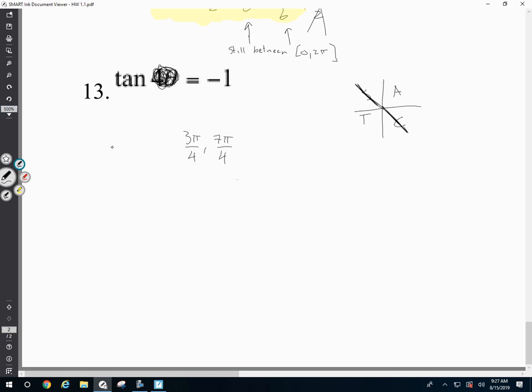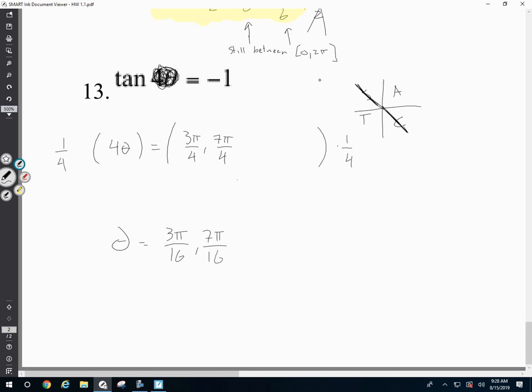Now, I know that I'm going to be taking all of these and dividing by 4 to get my answers for theta. Multiplying by 1/4. Because of that, I'm going to expand the angles that I look at. Because I know this is going to turn into 3 pi over 16. That's going to be such a smaller angle. And it's definitely in between 0 and 2 pi. This is 7 pi over 16. Definitely still between 0 and 2 pi.